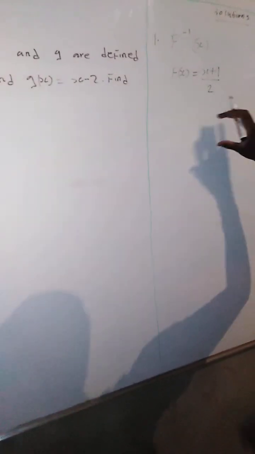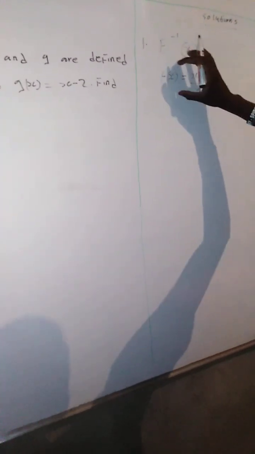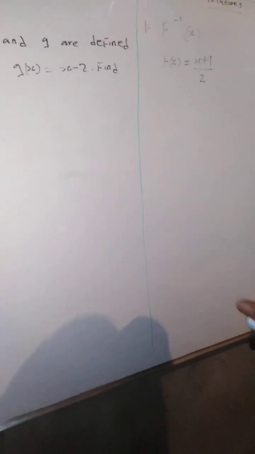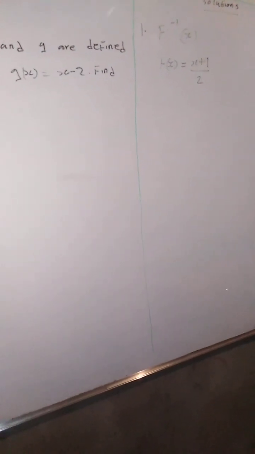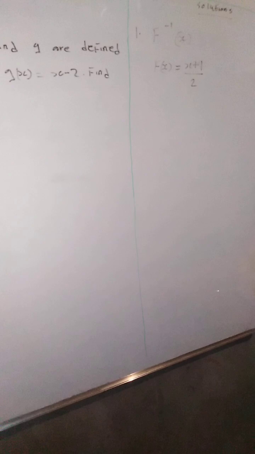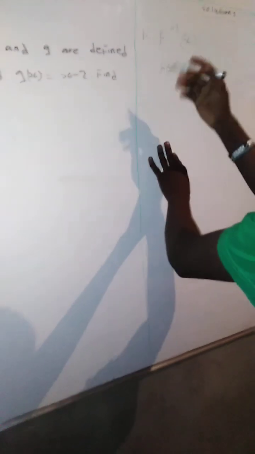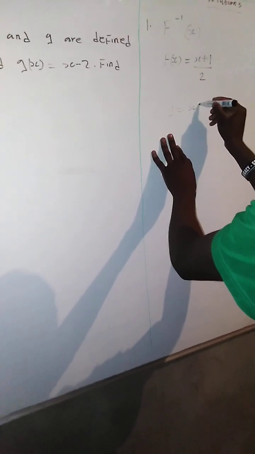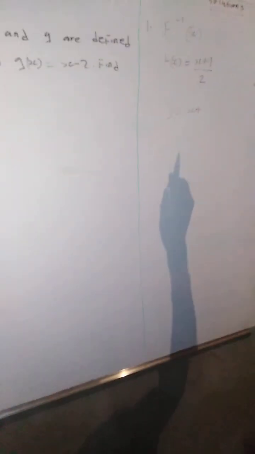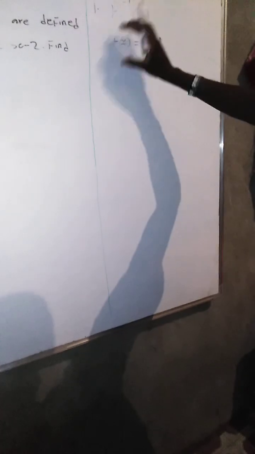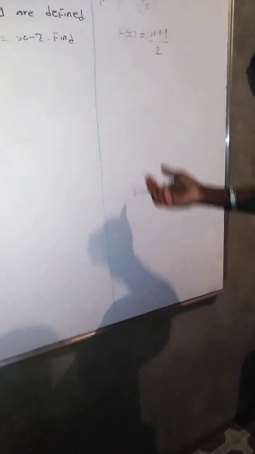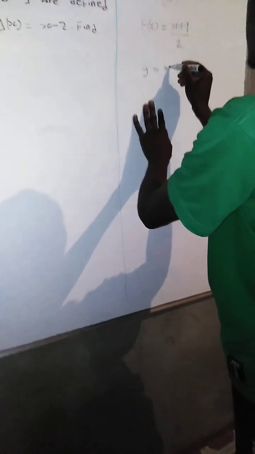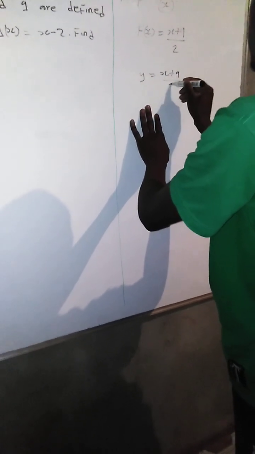Okay, so the concept is that where there is x, we're going to replace it with y, since we are finding the inverse of the function. So I'm going to replace here where there is x, I'm going to put y. So it will be y is equal to x plus 9 over 2.